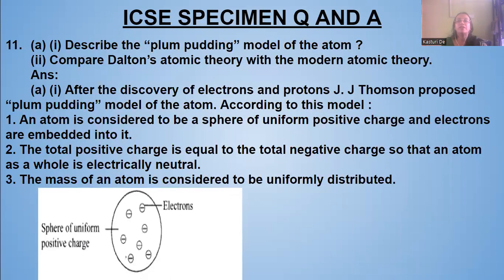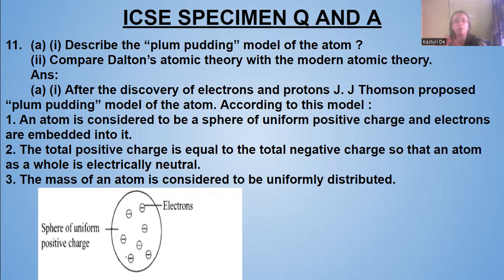Now, describe the Plum pudding model of the atom, and then compare Dalton's atomic theory with modern atomic theory. The first part, the Plum pudding model of the atom. After the discovery of electrons and protons by J.J. Thomson, he proposed the model of an atom, which is known as the Plum pudding model.